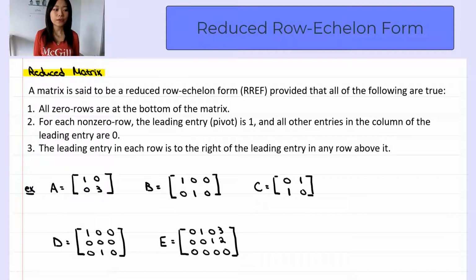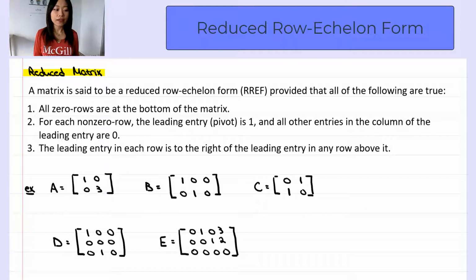A matrix is said to be in reduced row-echelon form if the following 3 are all true. First condition is if there's any 0 rows, they have to be at the bottom of the matrix. Second condition is that for each non-zero row, the leading entry or the pivot is 1, and all the other entries in the column where there's a leading entry are 0. The third condition is that the leading entry in each row is to the right of the leading entry of any row above it. So if there are any leading entries, they have to go from the top left to the lower right. Let's look at this example.